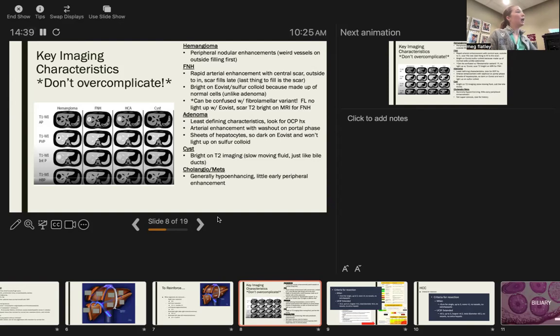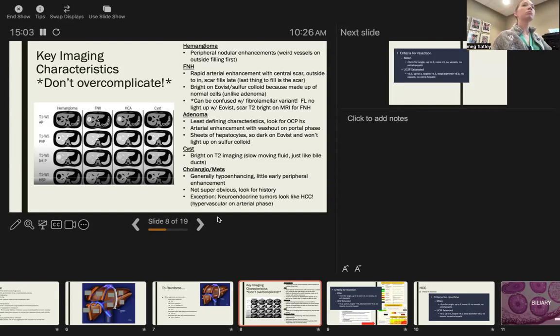And then whenever you think about cholangiocarcinoma or metastases, these are generally hypoenhancing with little early peripheral enhancement. I think usually how I see these is they'll ask about hemangiomas, FNHs, and HCC, which we'll talk about in a second. Some of these other ones that are a little bit more advanced, I haven't really seen a lot of questions about.